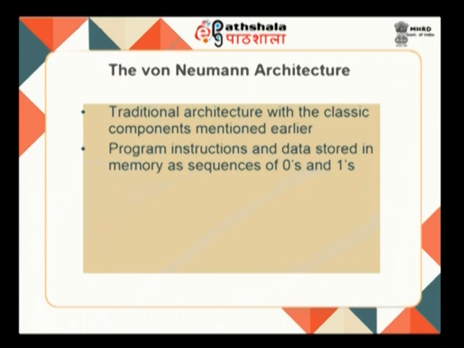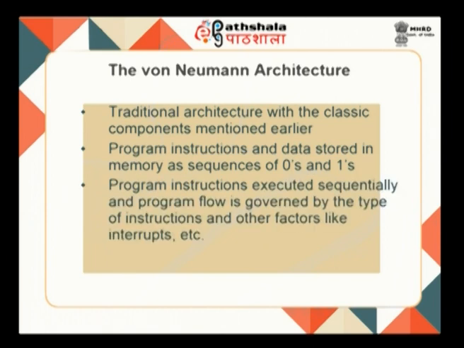Now, having looked at the functional components, we look at what is meant by the traditional von Neumann architecture. Traditional architecture with the classic components mentioned earlier, which uses the stored program concept, is normally called a von Neumann architecture. What we mean by this is, instructions as well as data are stored in memory as sequences of zeros and ones, and the processor executes these instructions sequentially, and program flow is controlled or governed by the type of instructions and other factors like interrupts, etc.